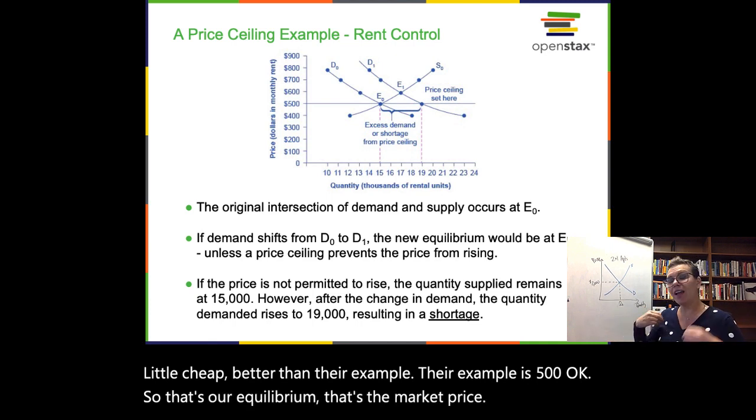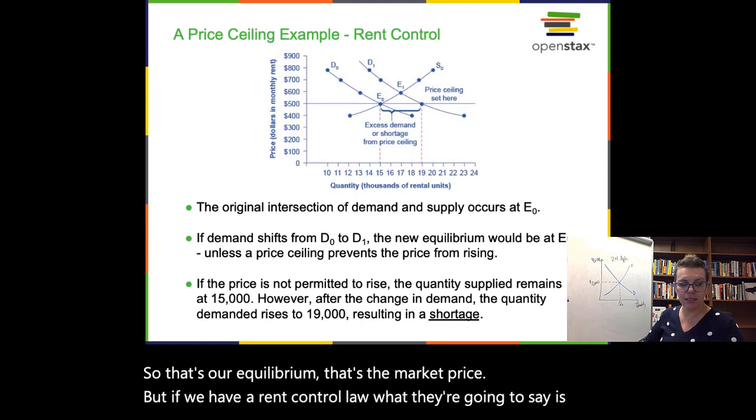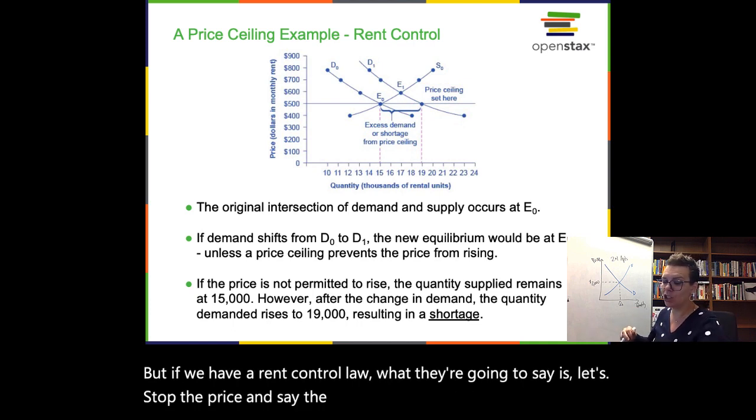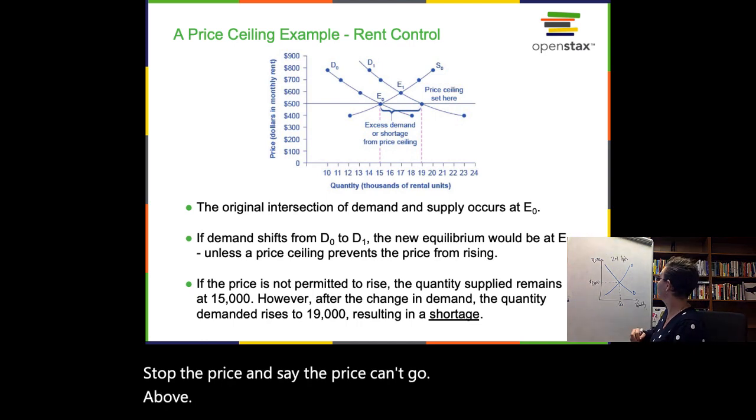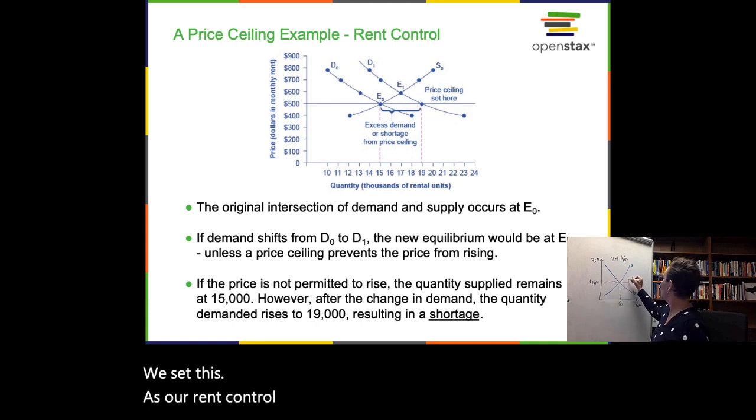But if we have a rent control law, what they're going to say is, let's stop the price and say the price can't go above, let's just set it at $2,000, right? We set this as our rent control price. This will be our price ceiling.